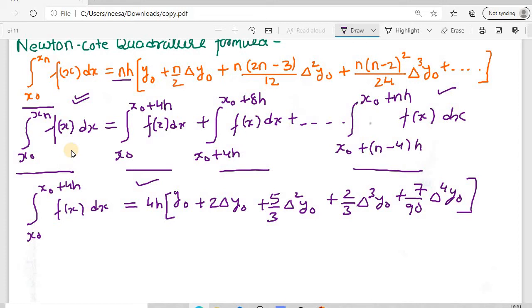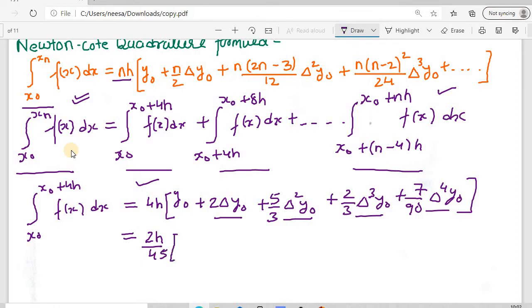Now we need to solve this and get the equation in terms of the y's only. We need to put in the value of del y0. As we know, this is y1 minus y0. We need to substitute del 2 y0, del 3 y0 and del 4 y0. We have already done this in the previous formulas like Simpson's 1 by 3 and 3 by 8, so you can watch those videos to see how we can solve this. Now on solving this, we will get 2h upon 45.